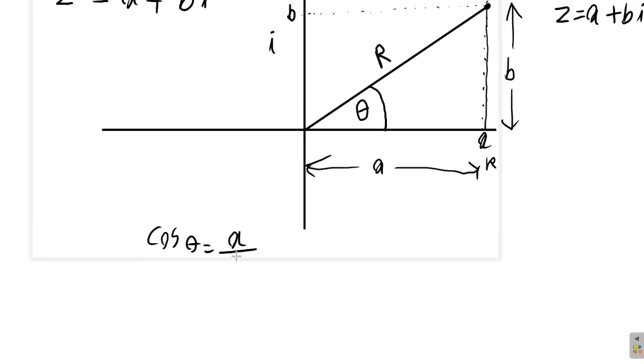So adjacent over hypotenuse, which is r. All right? So in this case, if we transpose for a, we say a is equal to r cos theta. See that?